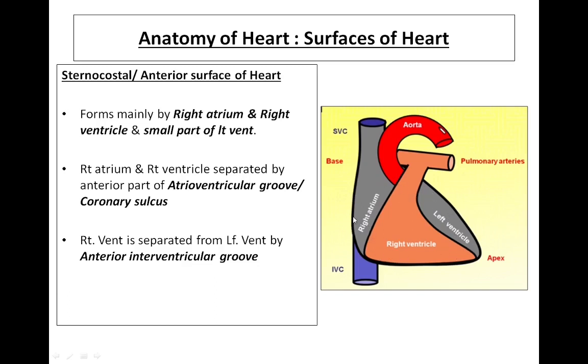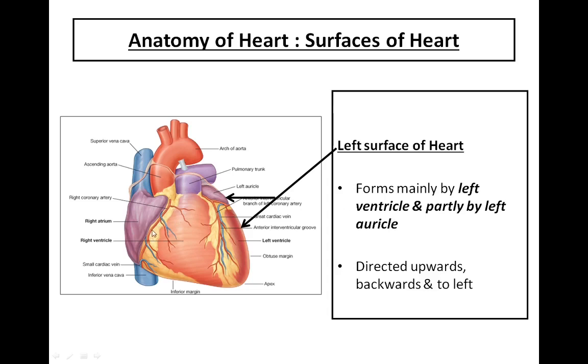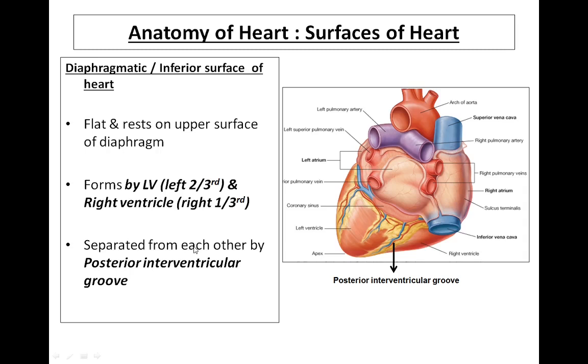It is called sternocostal because it is related to the sternum as well as the costal cartilages. Then your right atrium and right ventricle. See, these 2 structures, atrium and ventricle, are separated by a sulcus. This is the sulcus actually. So this is the right atrium, this is the right ventricle.